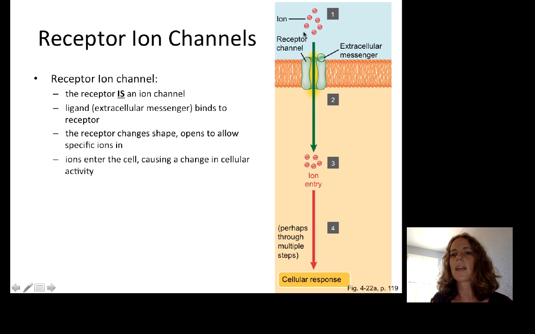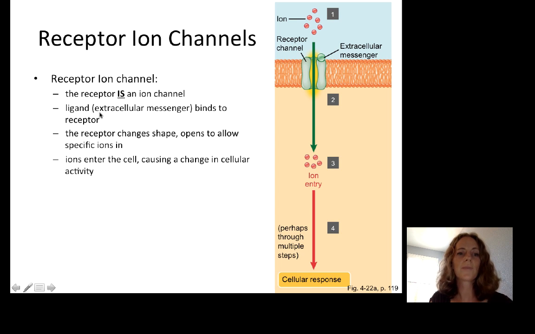So here's your ligand, your chemical signal, neurotransmitter, right? We've given it tons of names at this point. It's going to bind to the receptor on the plasma membrane. It will then make a change in that receptor. In the case of an ion channel, it opens the ion channel. Ions can move in, and we will get a change in the electrical signaling of a cell. So in this case, the receptor actually is an ion channel.